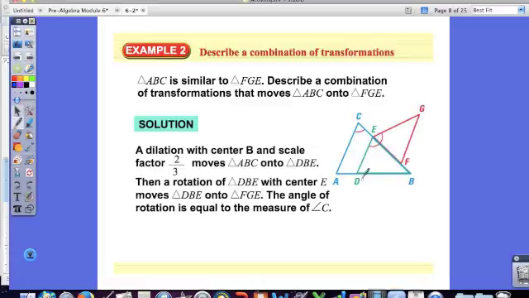Then a rotation of DBE with center of E. So they kept E as the center and they rotated this around. The angle of rotation is equal to the measure of angle C. It's the same angle there, and they rotated it.